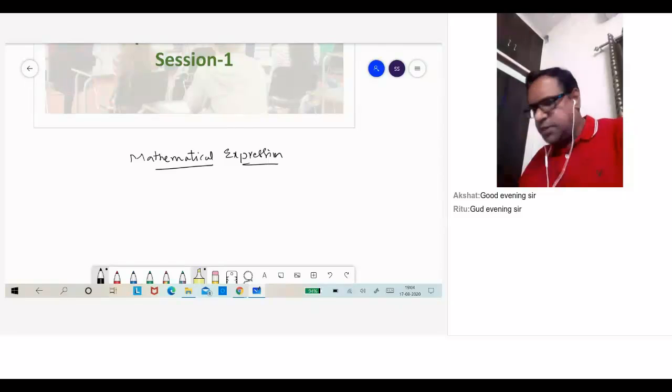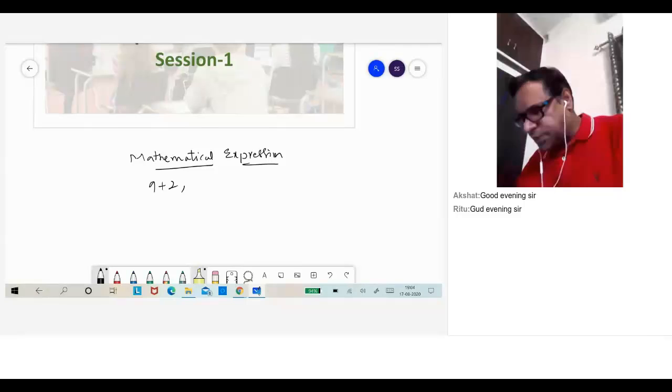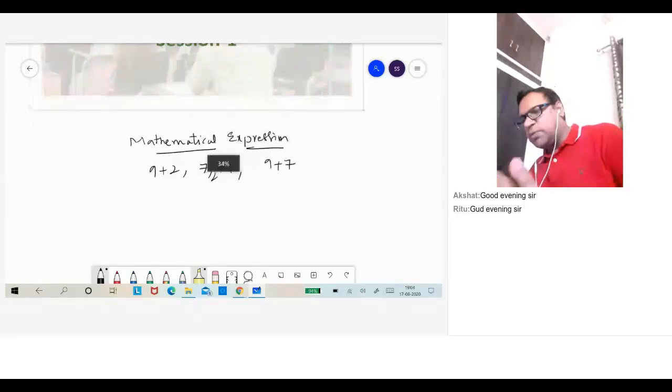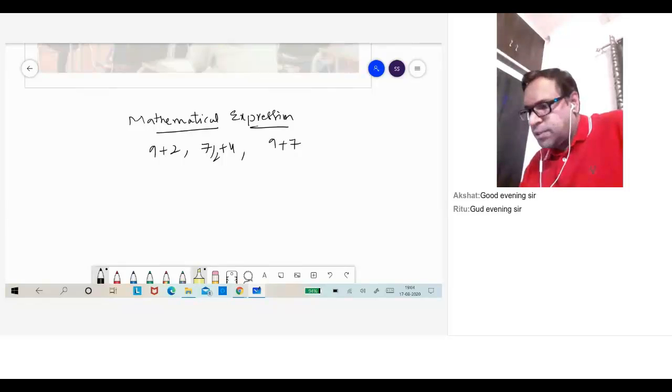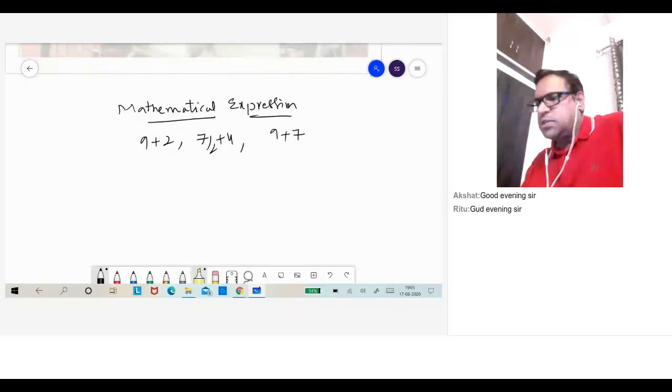It's very simple. 9 plus 2 is an expression. It's a mathematical expression. 7 by 2 plus 4 is a mathematical expression. 9 plus 7 is also a mathematical expression. So when you talk about mathematical expressions, you can take a simple example, something like 9 plus 2, 7 by 2 plus 4, or maybe 9 plus 7. So it involves numbers with addition between them. These are the simple examples of mathematical expressions.